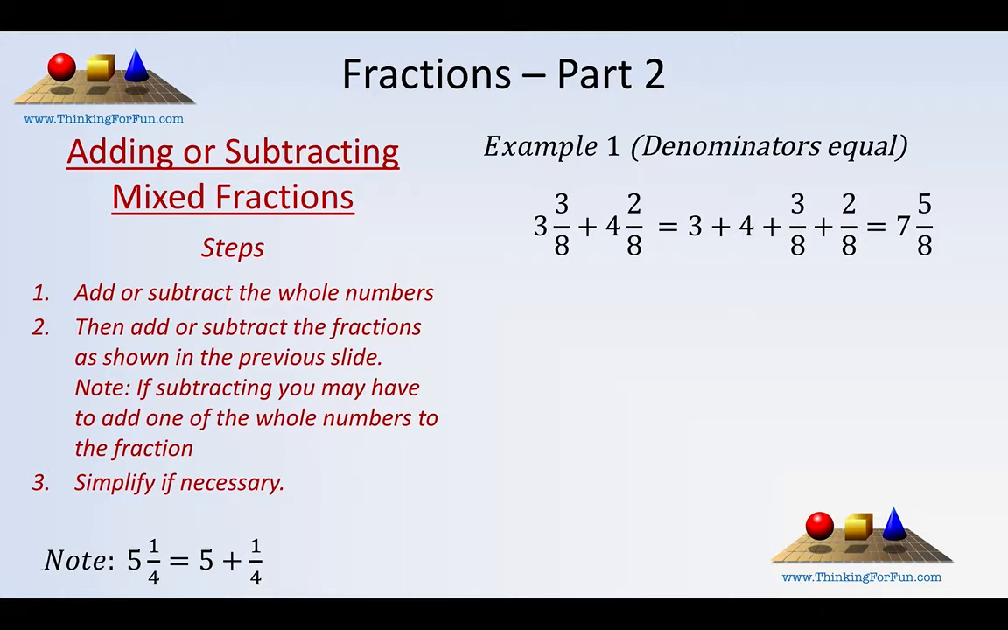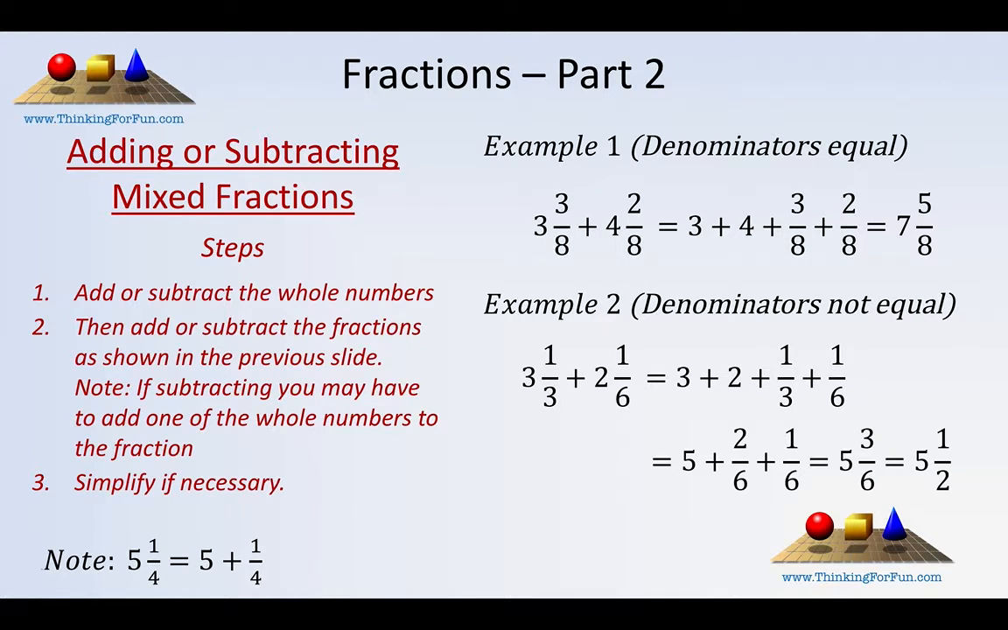Consider the sum 3 3/8 plus 4 2/8. This can be written as 3 plus 3/8 plus 4 plus 2/8, and then rearranging the order of addition, we have 3 plus 4 and 3/8 plus 2/8. By adding the whole numbers together and adding the fractions together using the method described in the previous slide, we get 7 5/8.